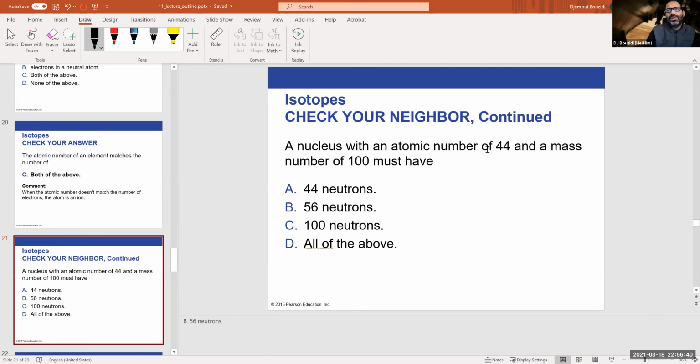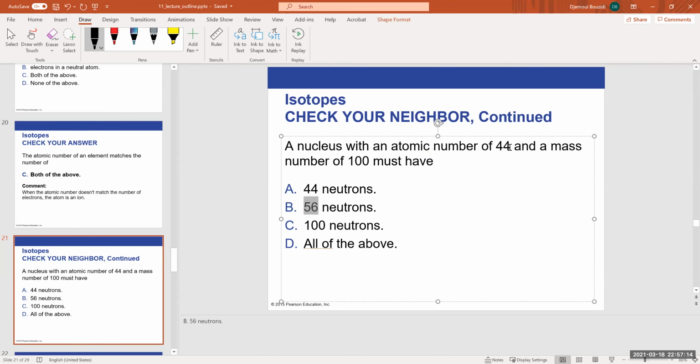So a nucleus with an atomic number of 44 and a mass number of 100 must have how many neutrons? I have 44 protons. That's what the atomic number is. Or 44 electrons, whichever you want to call it when it's neutral. But I know its atomic mass is 100. So how many neutrons would you need to make this 100? 56. Absolutely, because 56 plus 44 add up to exactly 100, okay?